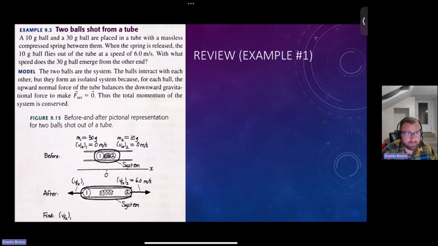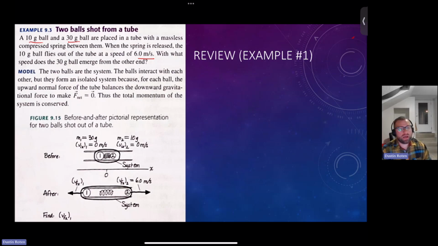So we have a 10-gram ball and a 30-gram ball placed in a tube with a massless compressed spring between them. When the spring is released, the 10-gram ball flies out of the tube at a speed of 6 meters per second. What speed does the 30-gram ball emerge from the other end?